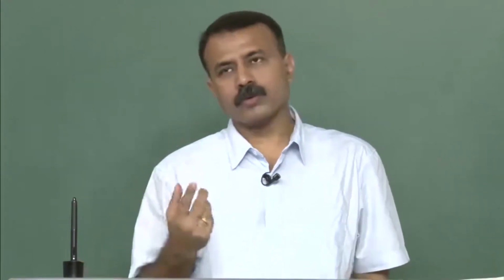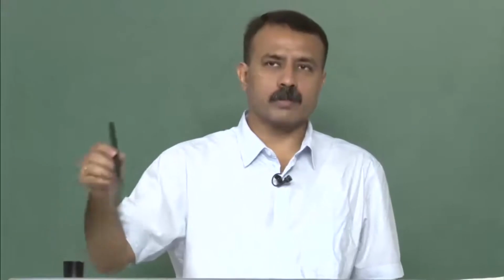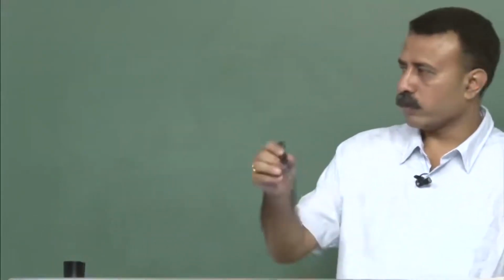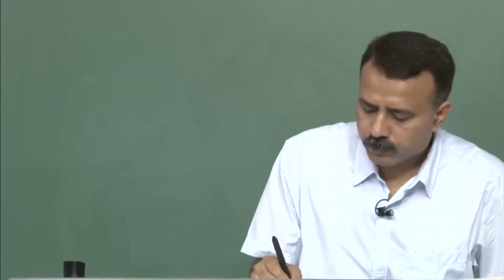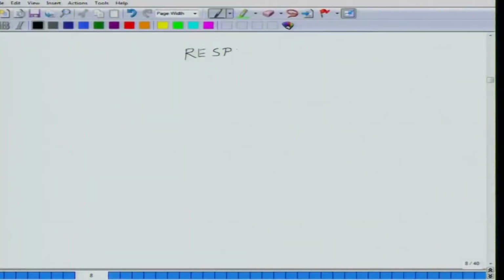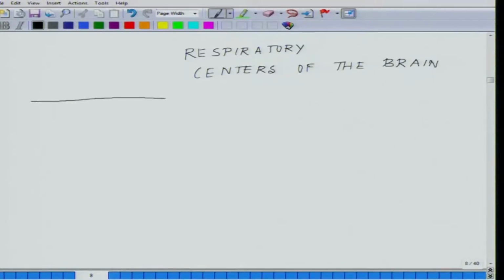Now, after talking about the local control, I will move on to the respiratory centers of the brain. Among the respiratory centers of the brain, this is what is essentially happening.